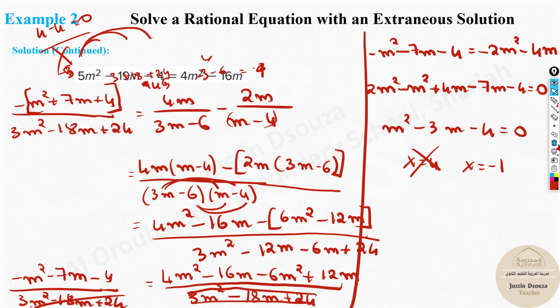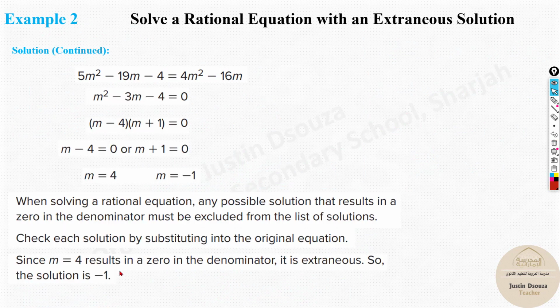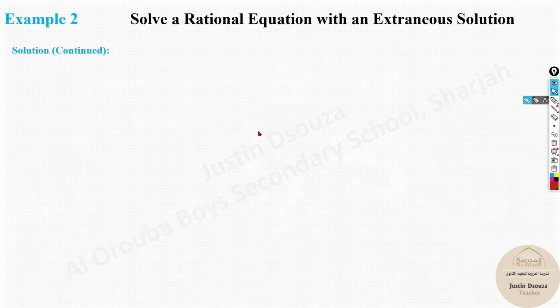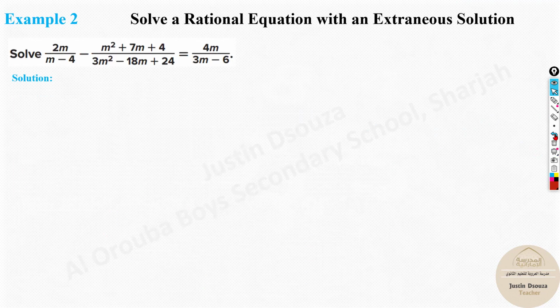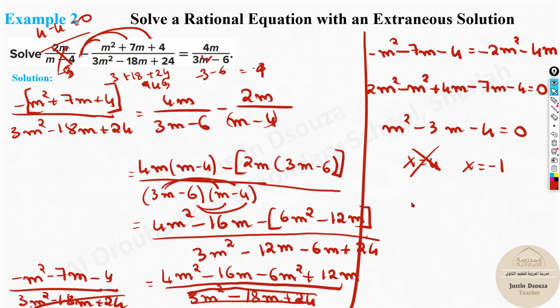So your final answer here is only minus 1, because m equals 4 results in 0 in the denominator. It is extraneous. That means it cannot be considered because you're getting an undefined value. Therefore, your solution is minus 1. So if it is writing, you need to do all that whatever we did just now. See, all this needs to be done. It's important to know this. This is the exact method to solve it.